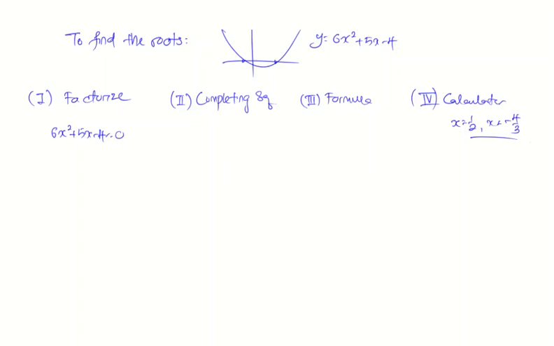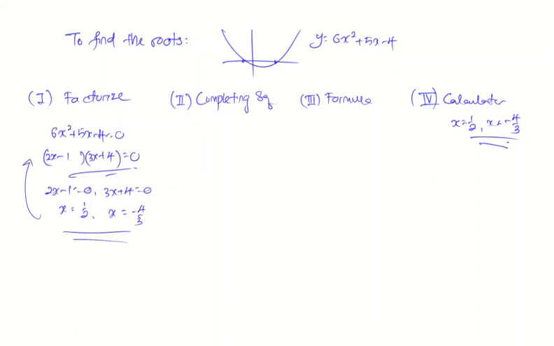So if I want to factorize it, I can refer to this answer and get 2x minus 1 and 3x plus 4 just by looking at this solution. So I get the answer. Factorize this one: 2x minus 1 equals 0, 3x plus 4 equals 0, x equals half, x equals -4/3. We are working backwards. How about completing square?